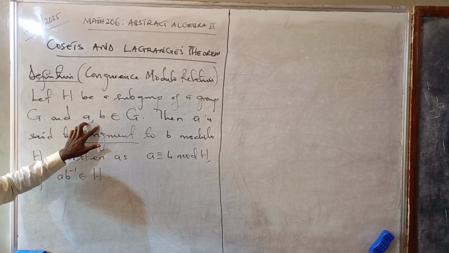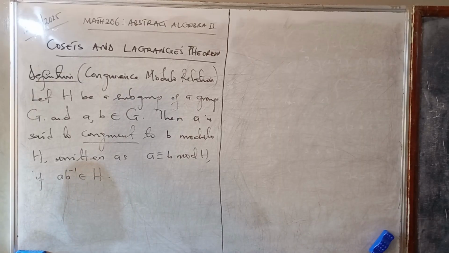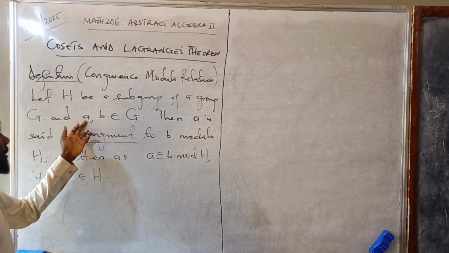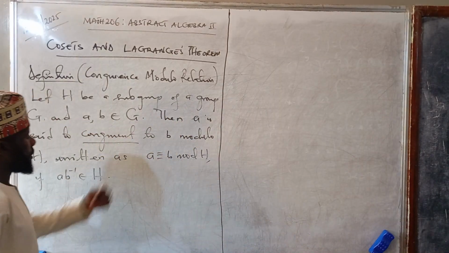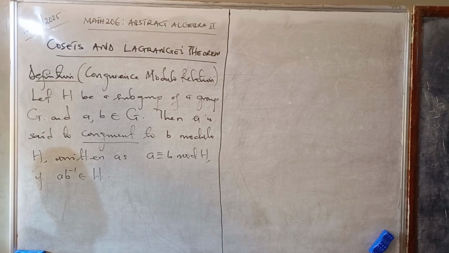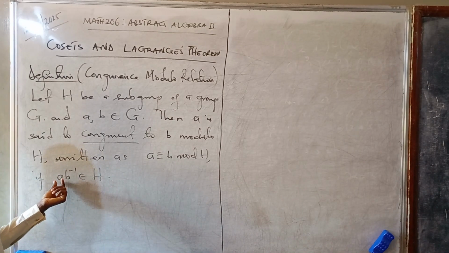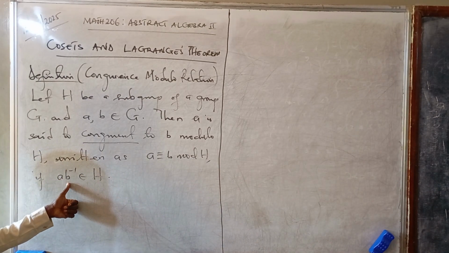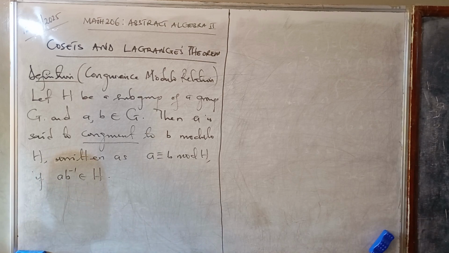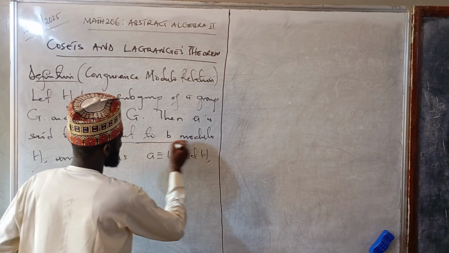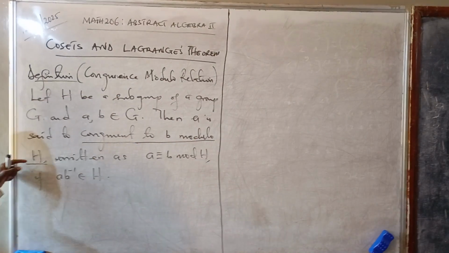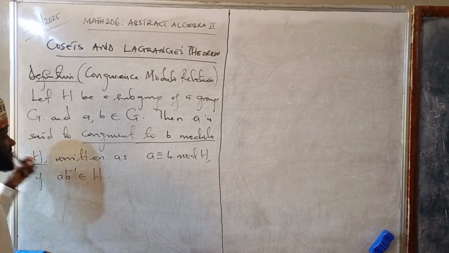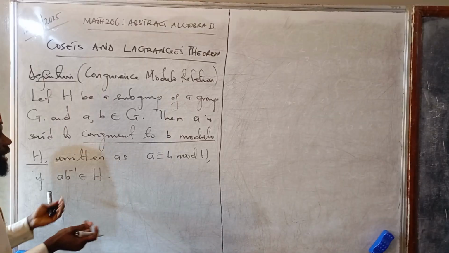So two elements of the group G are congruent: the first element A is congruent to B if A times B inverse is in H. So the congruence modulo is with respect to the subgroup. If you change the choice of the subgroup, the elements may no longer be congruent.